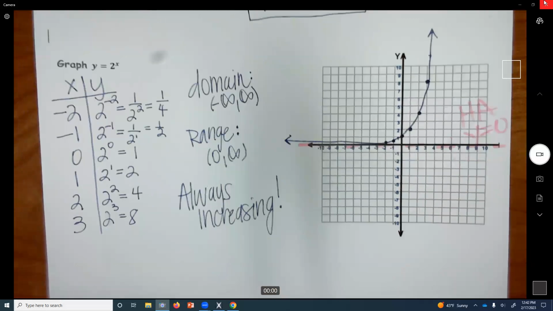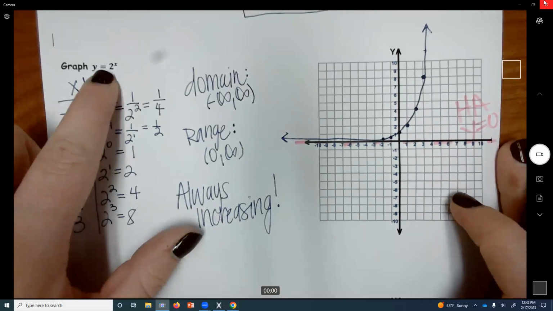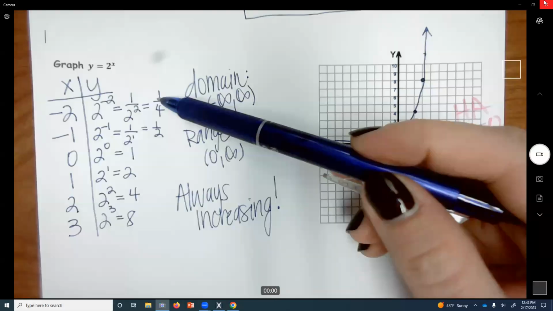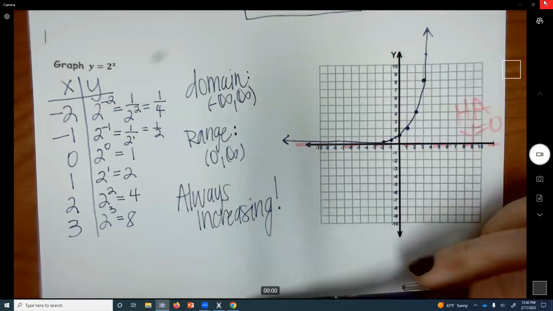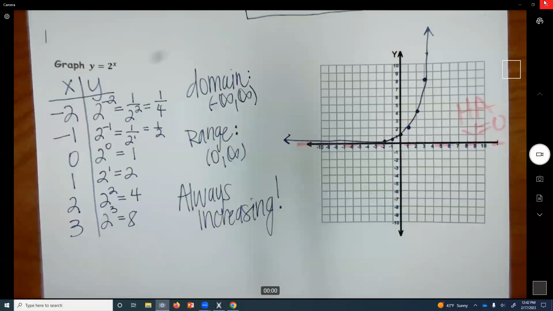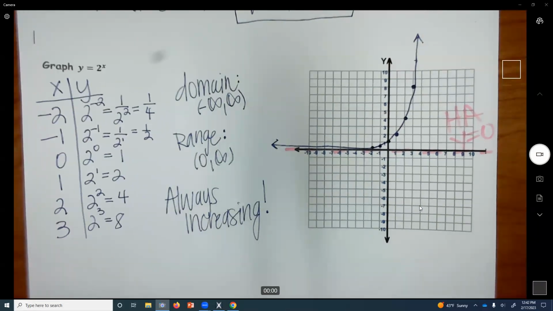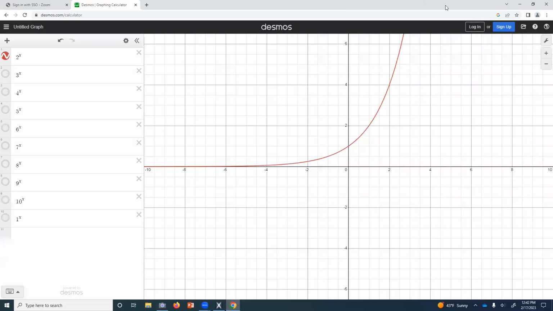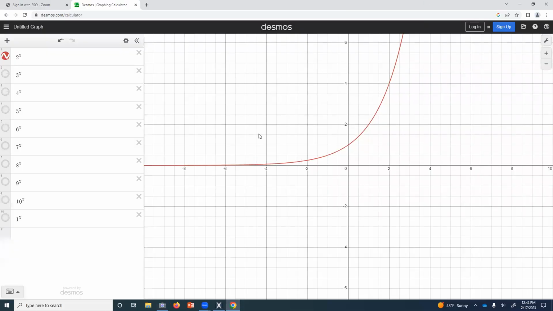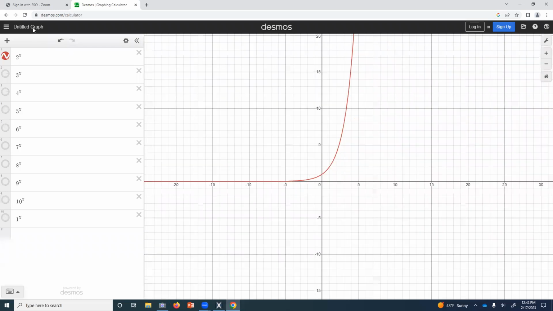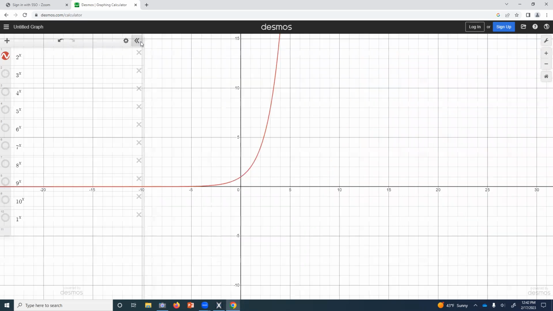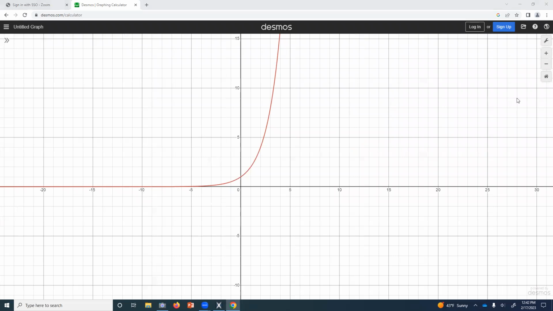Okay. Now, this is when my base is 2. When my base is 2, these keep doubling every time. Now, I want to show you, and what am I sharing here? Am I sharing my screen? Yes, okay. So here is my graph on Desmos. I have 2 to the x power, and so here is my graph.